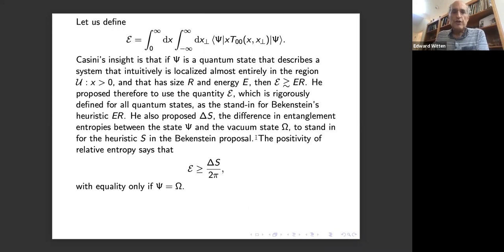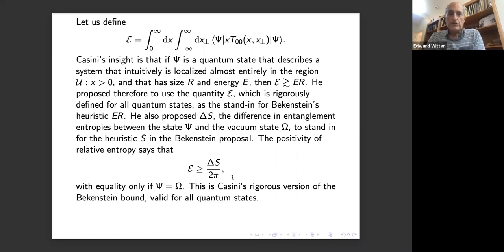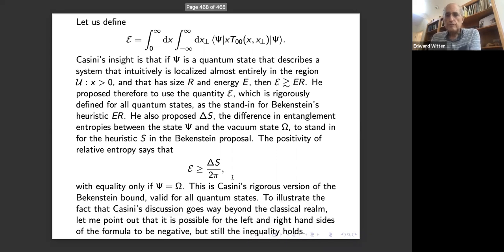The positivity of relative entropy says that curly E is equal to or bigger than delta S over 2 pi, with equality only if psi is the vacuum state. And that's Casini's rigorous version of the Bekenstein bound, valid for all quantum states. To illustrate the fact that this discussion goes way beyond the classical realm, let me point out that it's possible for the left and right-hand sides of the formula to be negative, but still the inequality holds.